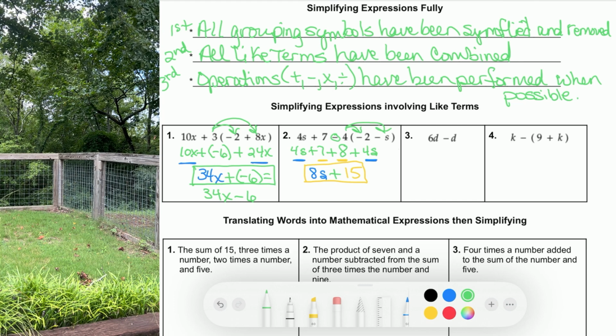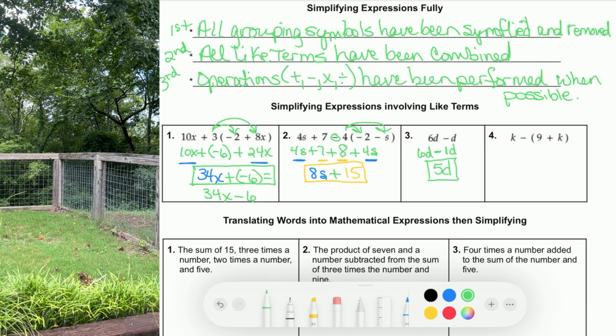All right, let's look at number 3. We have 6d minus d. So to understand how to solve this one, we have to understand that this minus d actually has an invisible 1 here. We're actually saying we have 1d. We just don't write the 1. It's just understood to be there. But I'm going to write it just so you can see what that means. So 6d minus 1d is going to give us 5d. Basically what this is saying, we have 6 d's and we lose 1d. So we have 5 d's left.